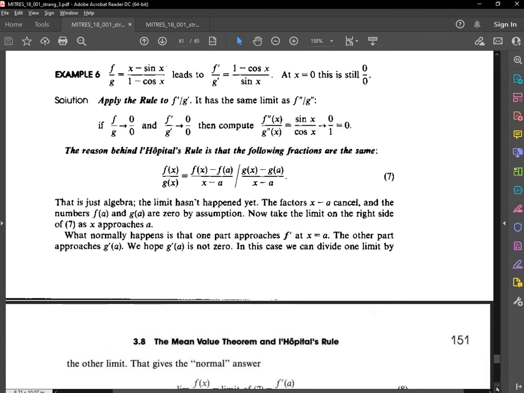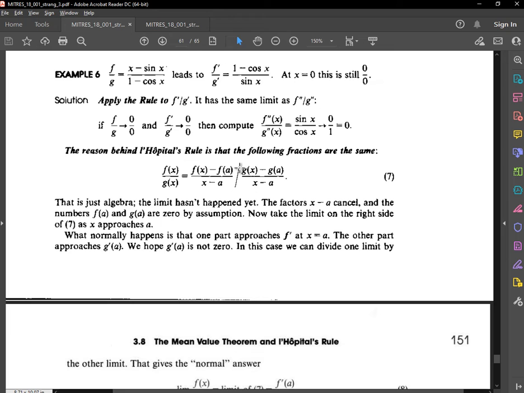All right. And here he says the reason behind L'Hopital's rule is the following fractions are the same. Now how can he say these are the same? We'll start on the right-hand side. You have a 1 over x minus a in the numerator and denominator, and those cancel. And by hypothesis, f of a and g of a are both 0. So if you start on the right-hand side, you can see that this right-hand expression is the same as this left-hand expression, but only if f of a and g of a are both 0.